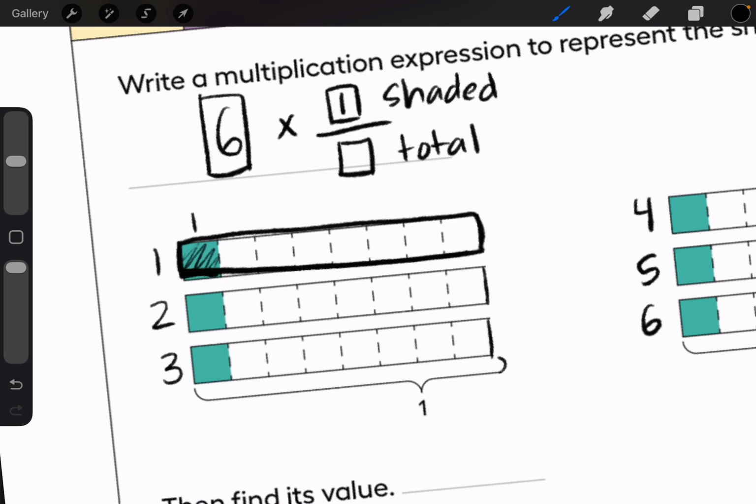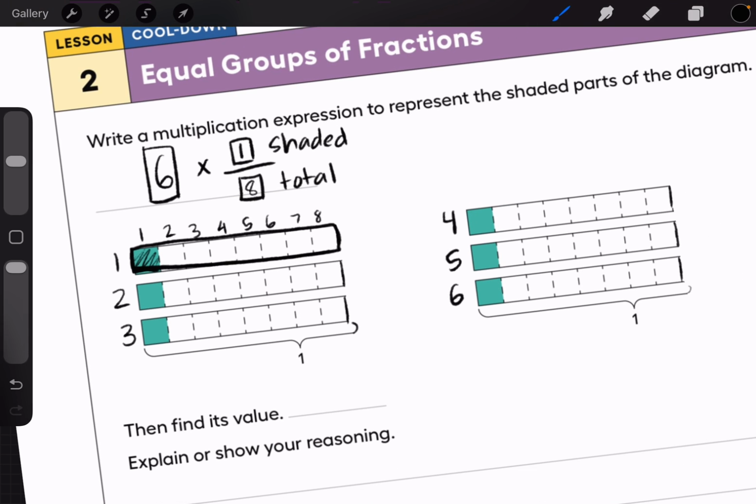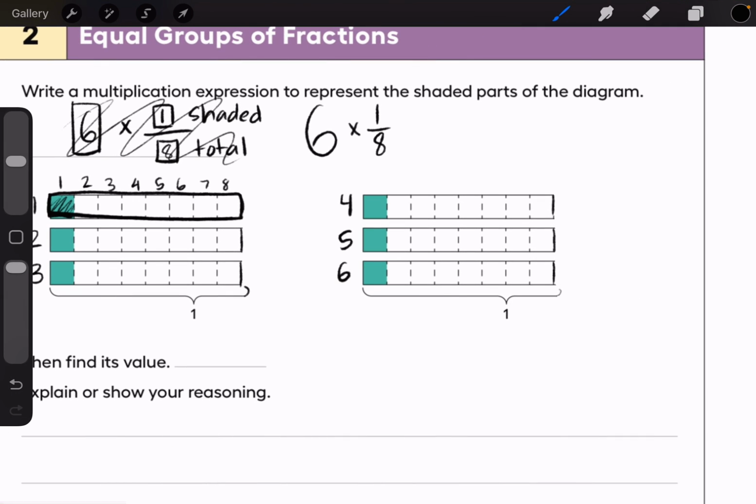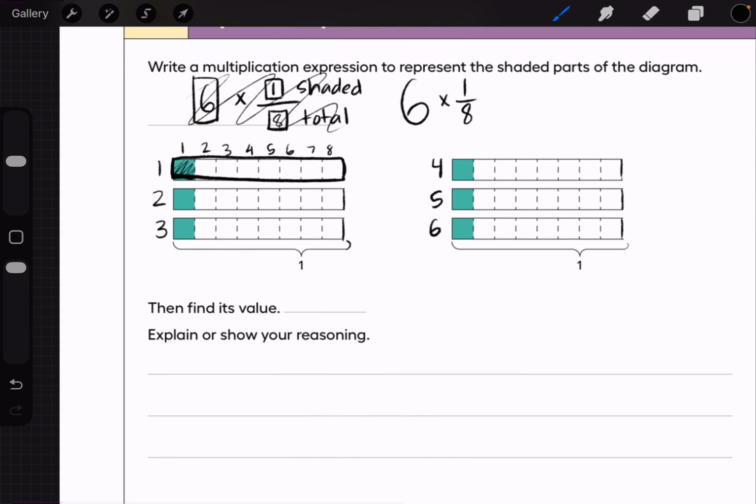And how many parts are there total? Well, let's count them. We got to count all of them, shaded and unshaded. 1, 2, 3, 4, 5, 6, 7, 8. And there are 8 parts total. So all of this looks a little bit messy right here. All it is is 6 times 1 over 8. And we have a name for that 1 over 8. Giving you a second to think what it is. 1/8. 6 times 1/8, or 6 sets of 1/8. Now, we got it figured out. Those were the only 3 things that we had to figure out.